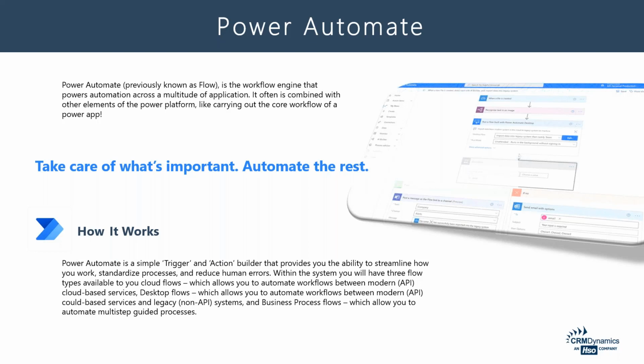Automations are based on the building blocks of flows, and within the system, there are 3 types of flows. Cloud flows, which allow you to automate workflows between modern or API cloud-based services. Desktop flows, which allow you to automate workflows between modern or API cloud-based services and legacy or non-API systems. And business flows, which allow you to automate multi-step guided processes. These flows assist you with streamlining your organization's processes and remove the need for repetitive tasks. Your automations will run on a defined condition and trigger point, further built with an associated action to the trigger in a seamless, easy-to-use builder.